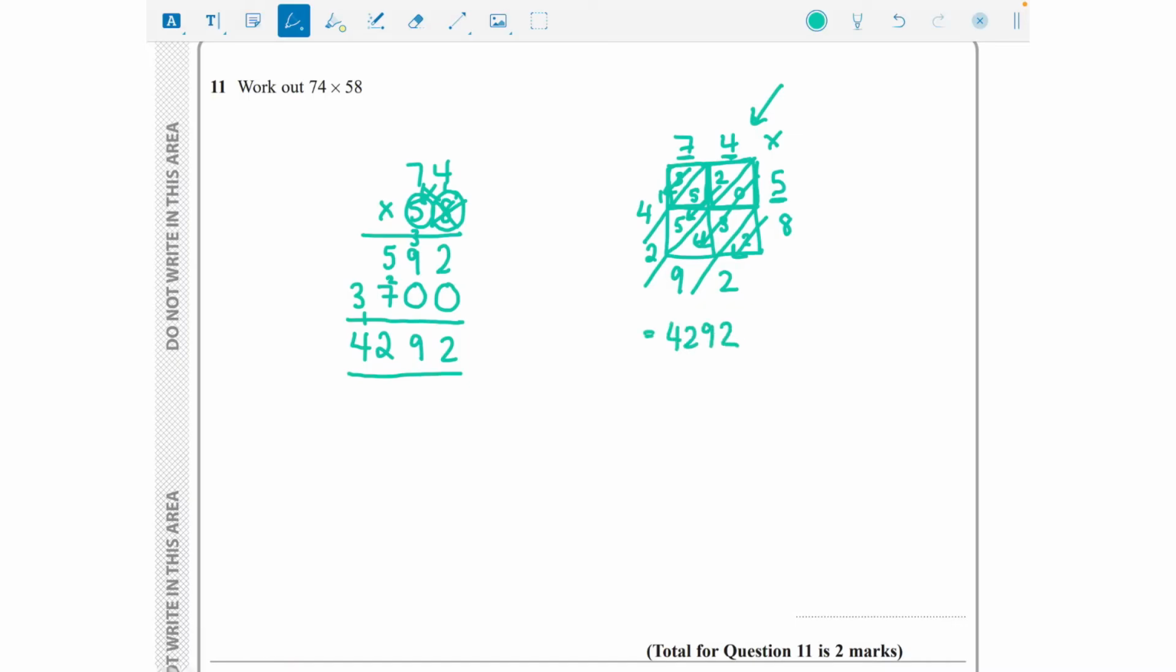And in a GCSE, there's nothing wrong with doing both ways. Check you get the same answer, and then confidently put that answer on the answer line.